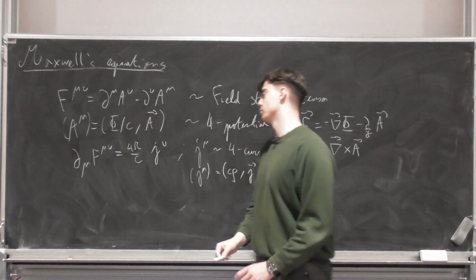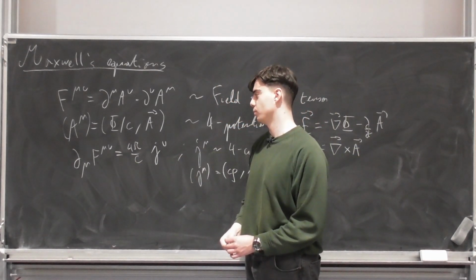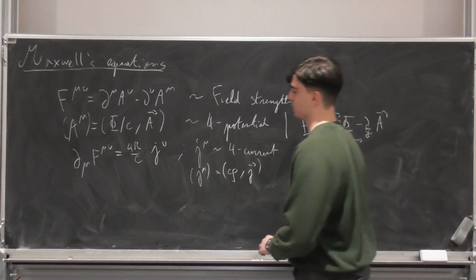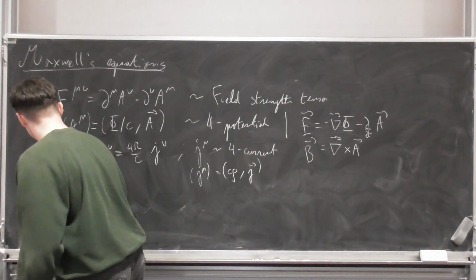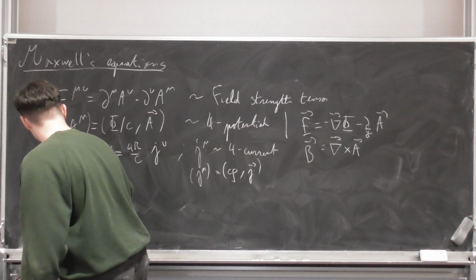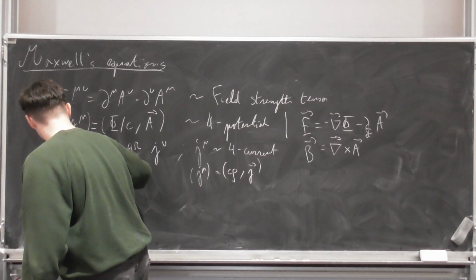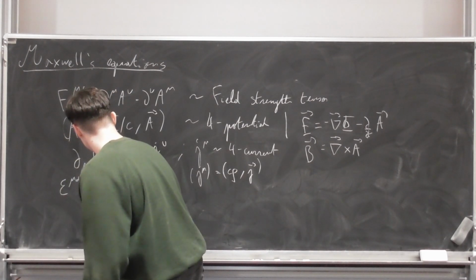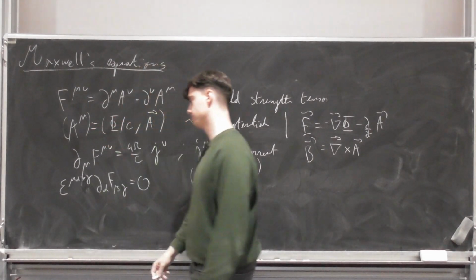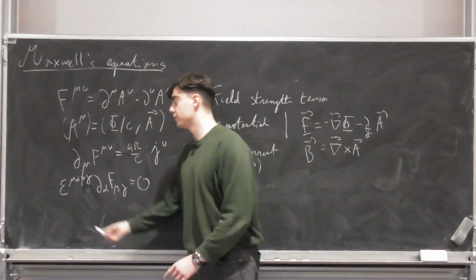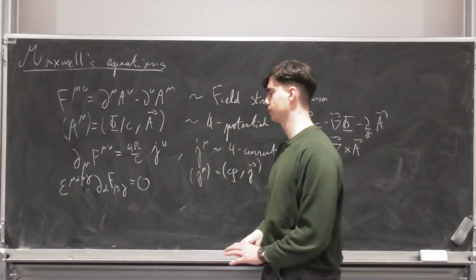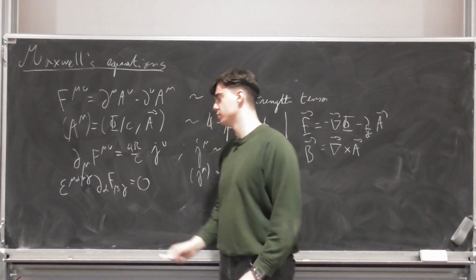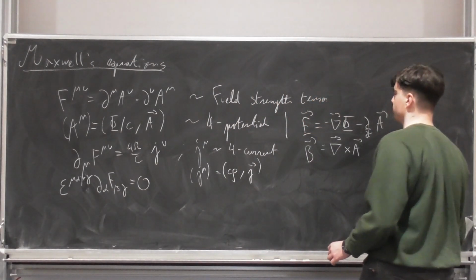This expresses two of Maxwell's equations, the two inhomogeneous ones, which feature a source when we're not in the absence of any charge. The other two are written like this: epsilon^{μαβγ} ∂_α F_{βγ} is equal to 0. And here, this is the rank 4 Levi-Civita symbol. But this way of writing the homogeneous Maxwell equations motivates the definition of what's called the dual field strength tensor.